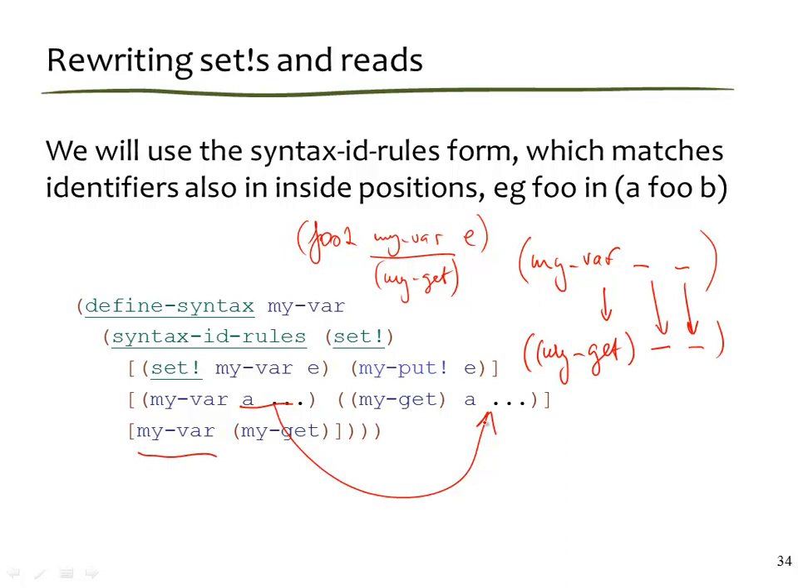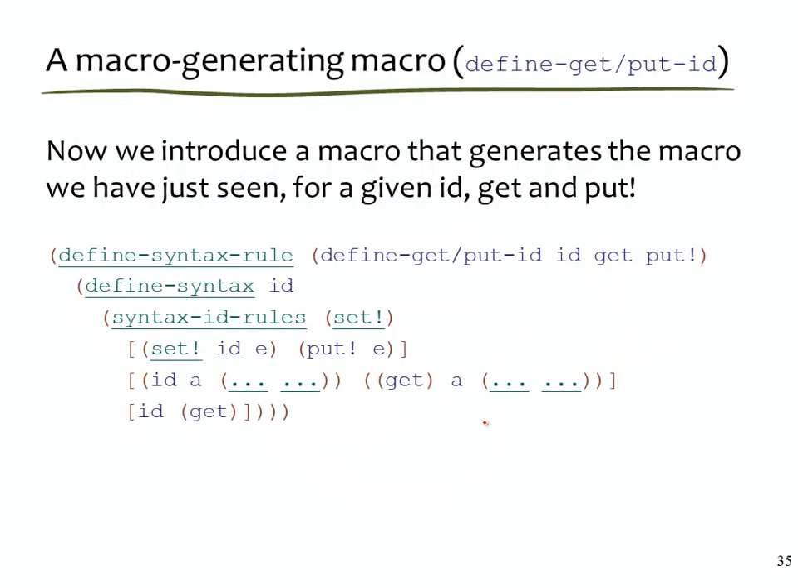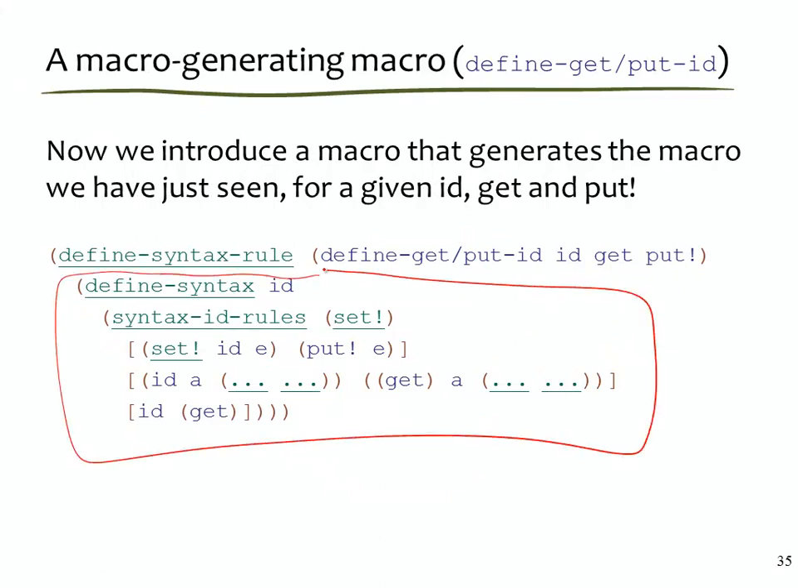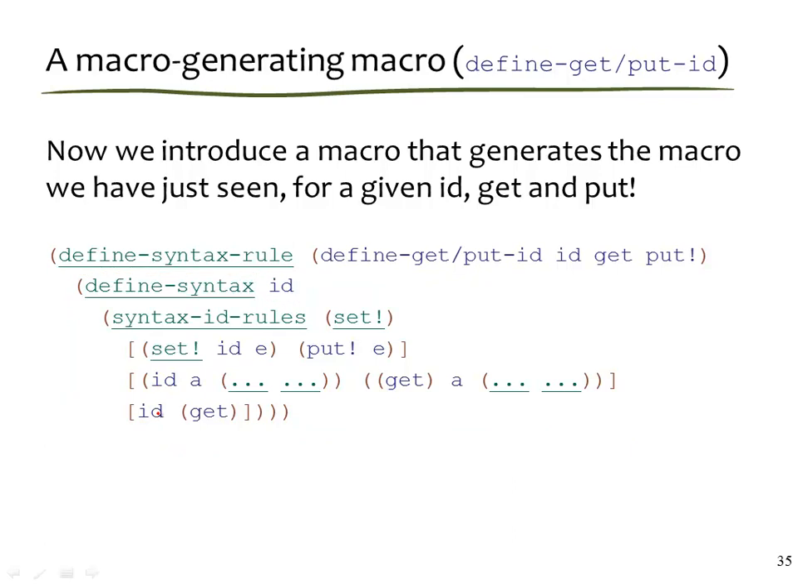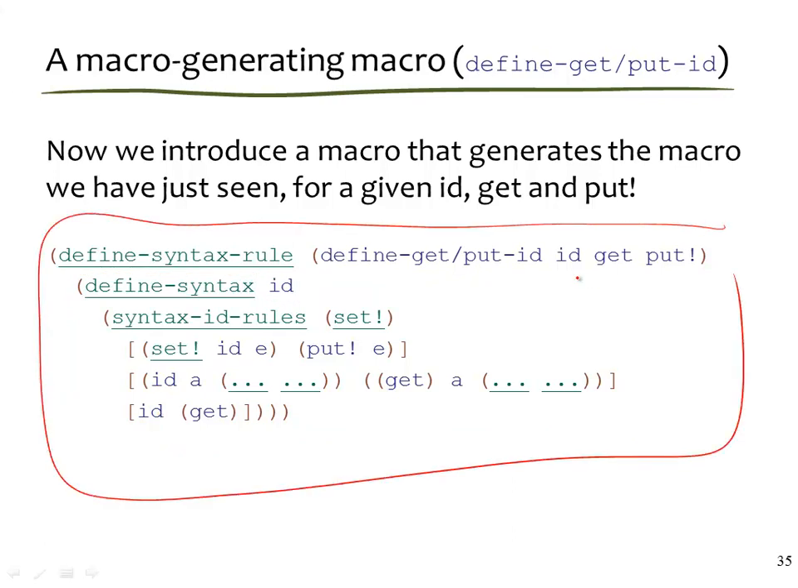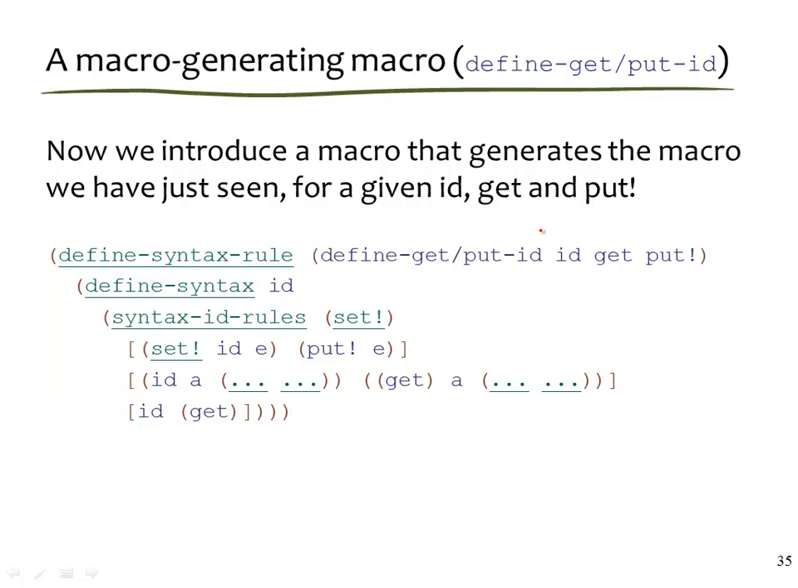Now what we are doing, we take what we have just defined and we make it general, right? Previously we had here my variable, my variable, my variable. We just make it a parameter and we create this macro generating macro which gets these arguments, right, and decides what ID is from here. It gets and put. So this is our define get put ID macro. Nothing more to it, just a wrapper.